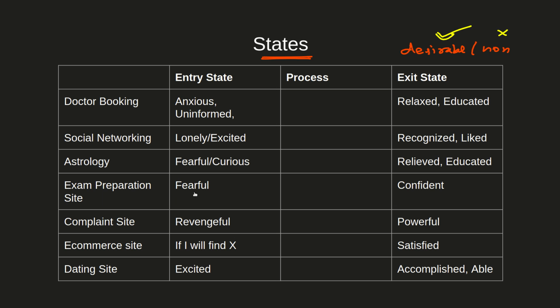On the exam preparation side, before that you are just fearful. You want to see if you can crack the exam, and those are the things that help you when coming to the exam preparation side, right? So what are these triggers? That is what I am talking about. Before that, what is your mind? And then there is a complaint site where you complain about some people. Before that you feel revengeful, maybe cheated. That is the state of your mind, right?